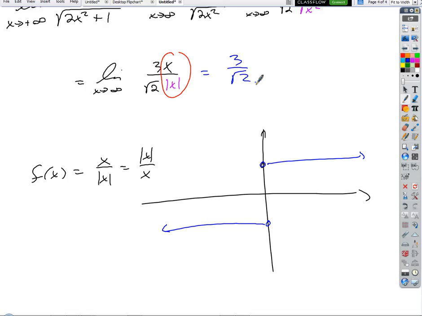You see that? So what if we want to approach negative infinity? What's going to be the limit of 3x over square root of 2 times the absolute value of x as x approaches negative infinity? When x is negative, that gives me back the sign of x, which is negative 1, times 3 over root 2. Technically, I should rationalize the denominator and multiply top and bottom by the square root of 2, but same number, right? Make sense?